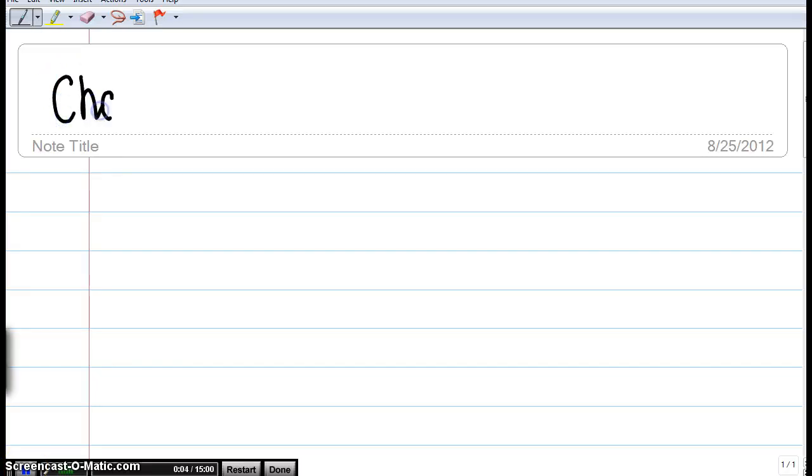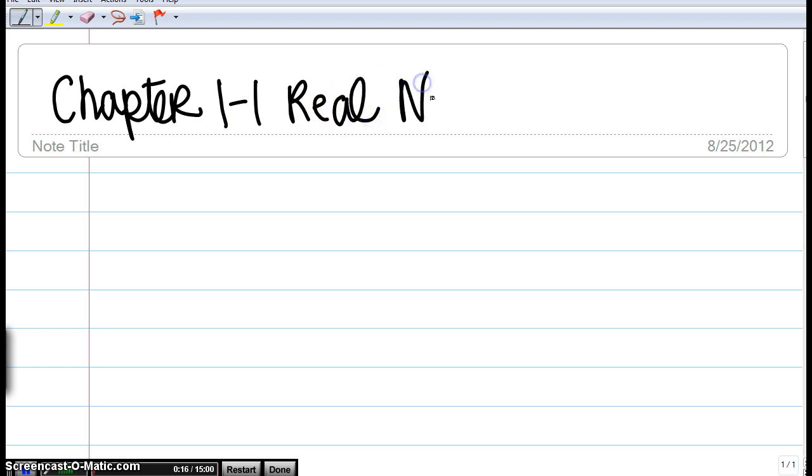Chapter 1-1: Real numbers and their graphs.